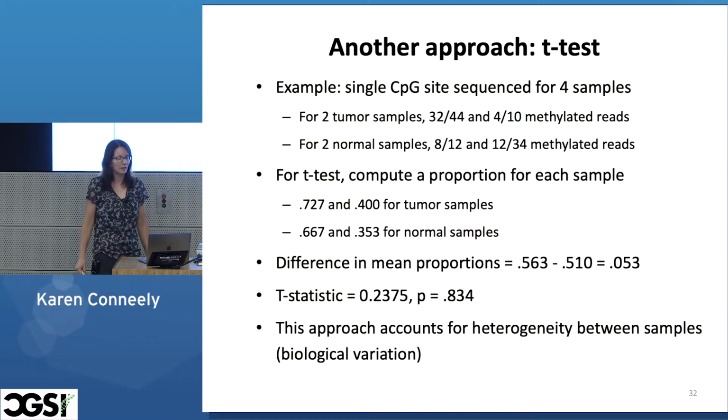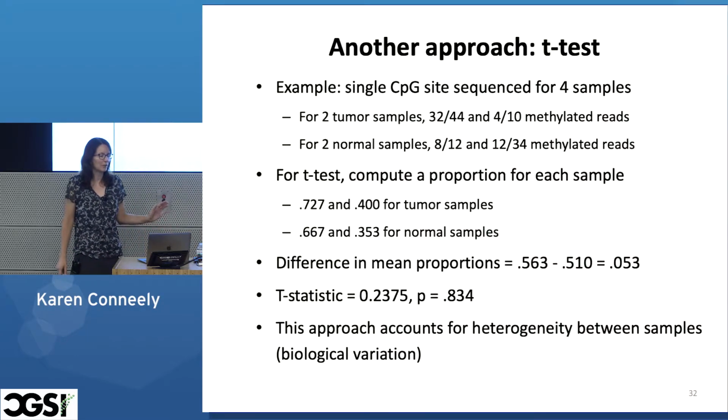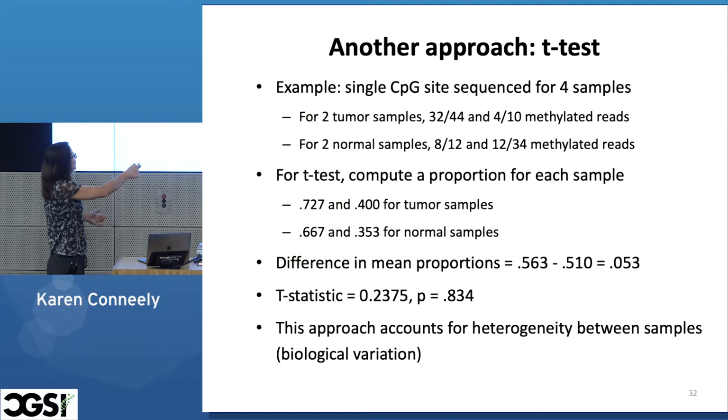Another approach would be the t-test. Here we have the same CpG site for the same 4 samples. So we've got the same read counts in the same proportions as before. We have 73%, 67%, and then 40 and 35%. Now we're just going to throw these proportions that we've computed into a t-test.